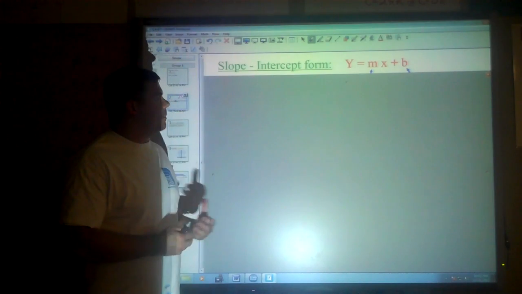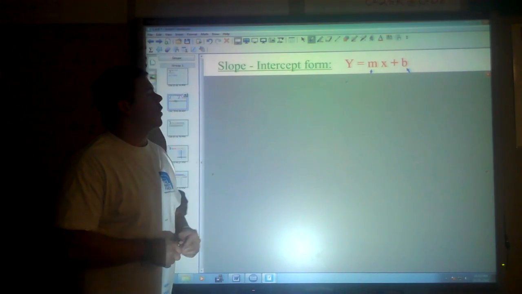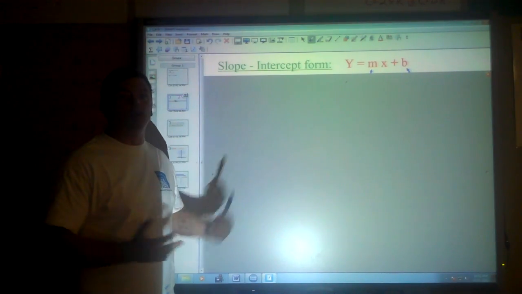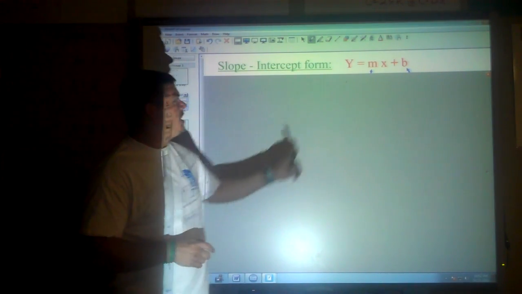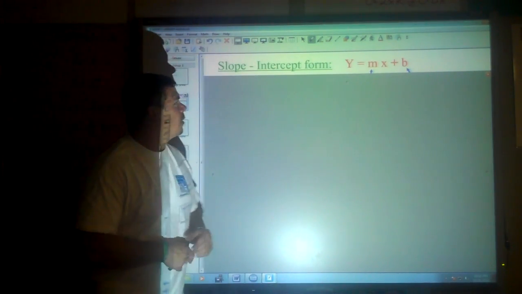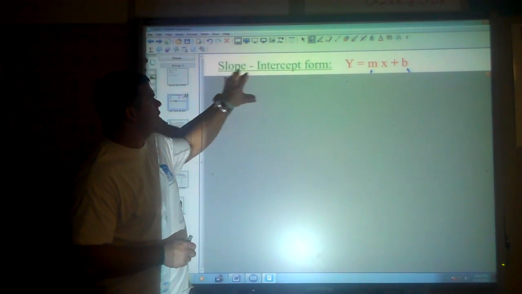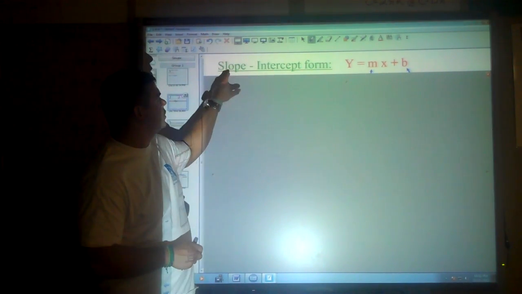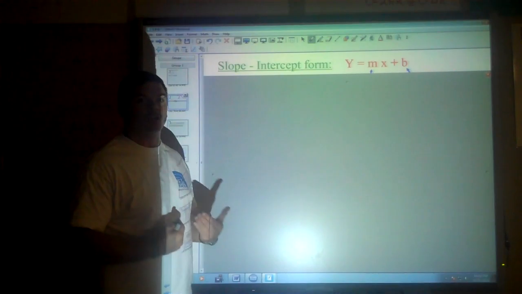This is a very, very popular, well-used formula for algebra. It's very basic, very simple, tells us everything we need to know, and makes graphing very easy. Y equals mx plus b. That's the generic form for slope-intercept form. It's called slope-intercept form because those are the two pieces of information that we're actually given.